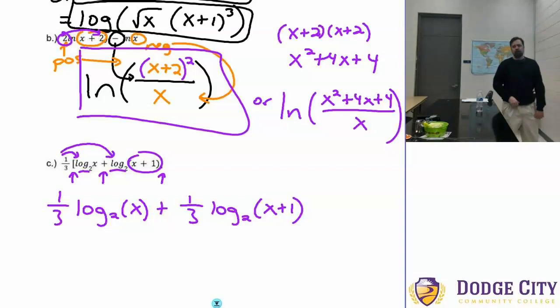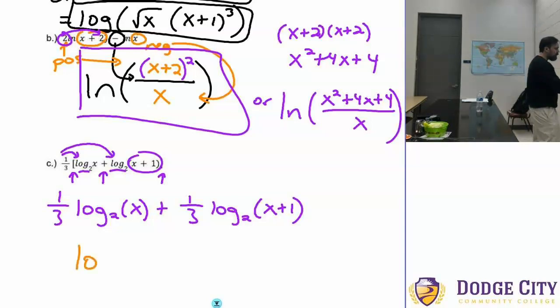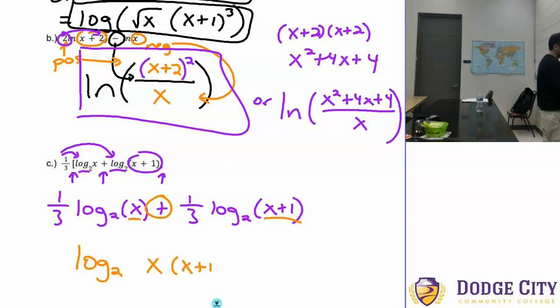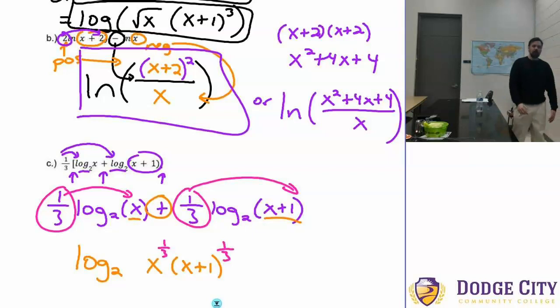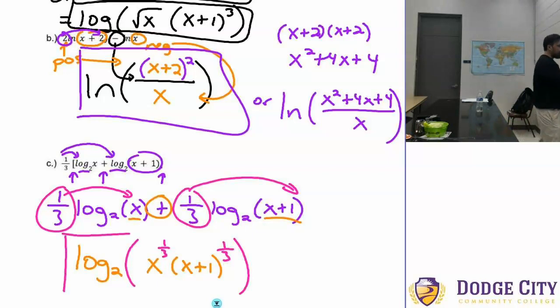And then it's just what we did before, right? I'm going to write this as a single logarithm. The base stays the same. Because I'm adding, I'm going to multiply these two things together. So I'll have x times x plus 1. The number is outside the logarithm. Running out of different colors to use here. Those become powers on those things. So we'll have x to the 1/3 power and x plus 1 to the 1/3 power. And that all goes inside of a single logarithm.